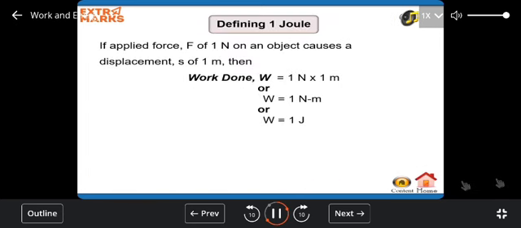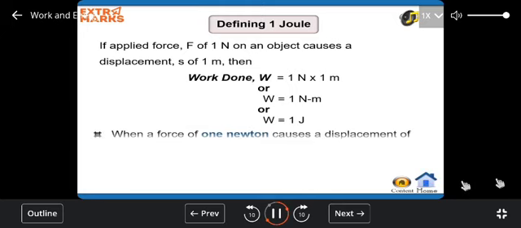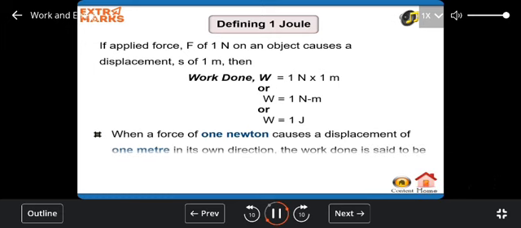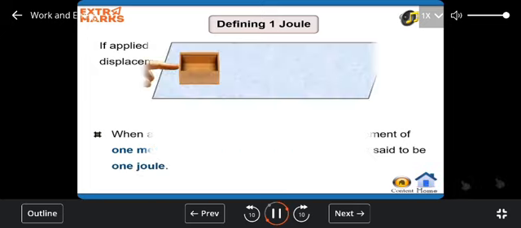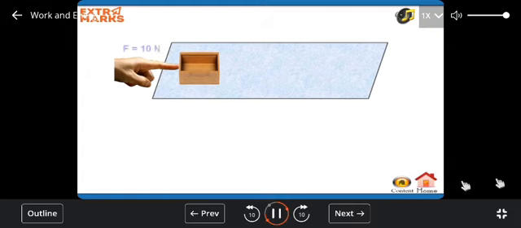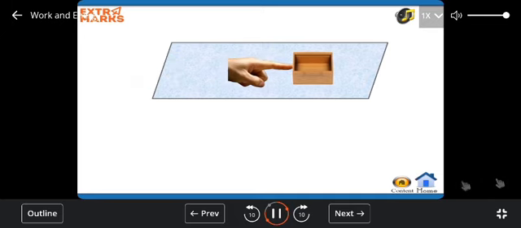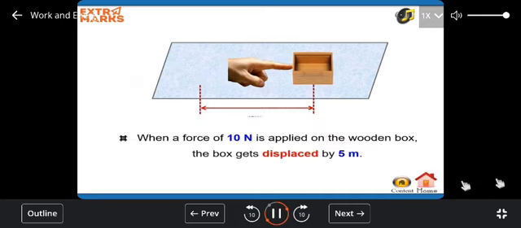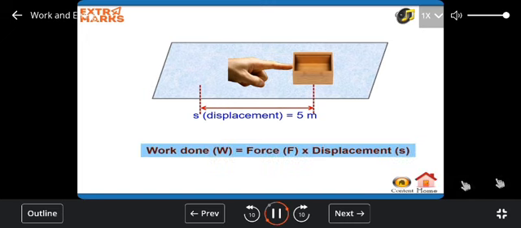Let us define 1 joule. If an applied force of 1 Newton on an object causes a displacement of 1 meter, then work done is said to be 1 joule. Let a force of 10 Newton be applied on a wooden box. On applying the force, the displacement produced in the box is 5 meter. The work done in this case can be calculated simply by using the formula for work done.